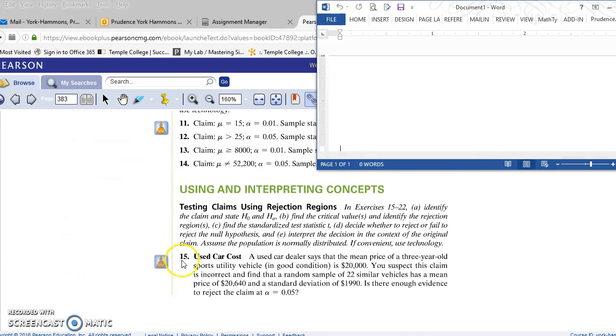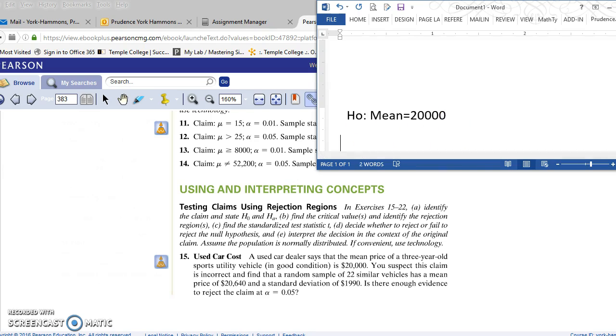Greetings, class. I thought it might be good to look at number 15, where we also use the rejection region to determine whether we will reject or fail to reject. So it says a used car dealer says that the mean price of a 3-year-old sports utility vehicle in good condition, and the key word here is $20,000. So I know that the claim is that the mean equals $20,000. And since it's an equality statement, I know that's H sub O.